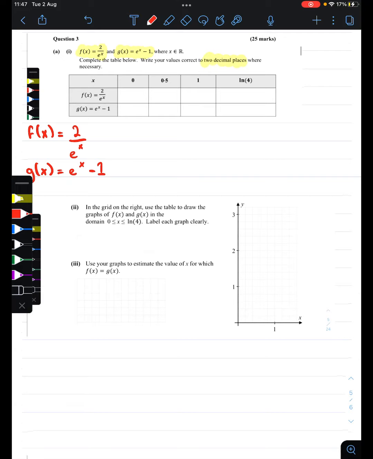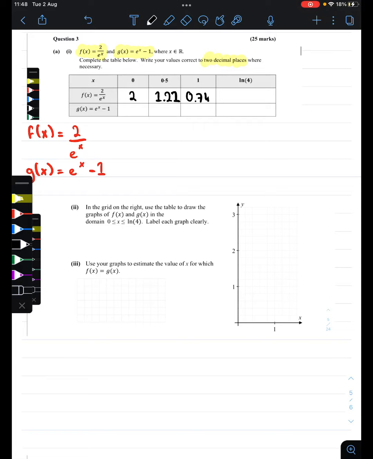calculate the values of f of x when x equals 0. So that is just 2 over e to the 0, which is 2. 2 over e to the 0.5, which is just 1.21. 2 over e to the 1, which is just 2 over e, which is 0.74.